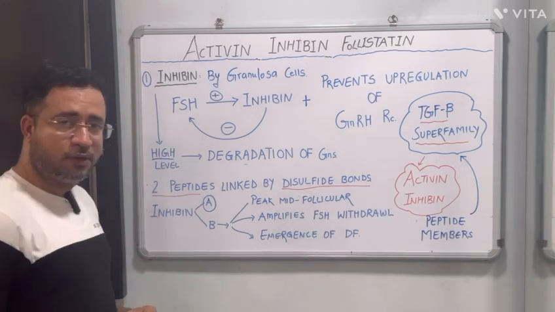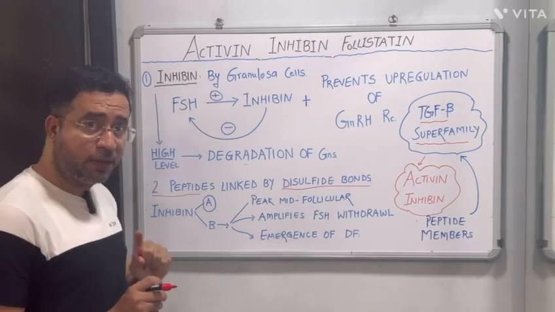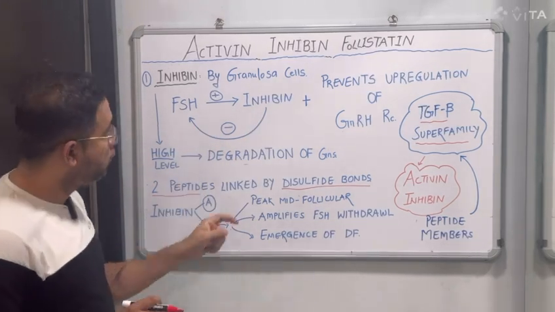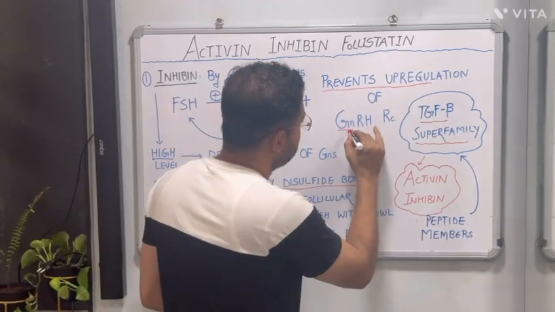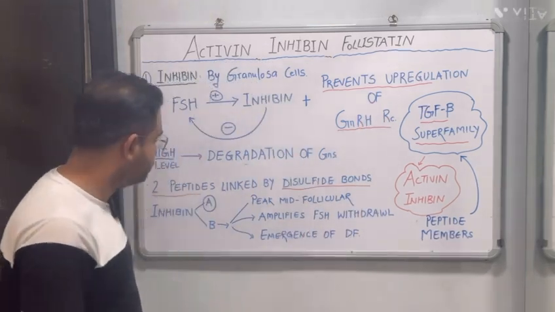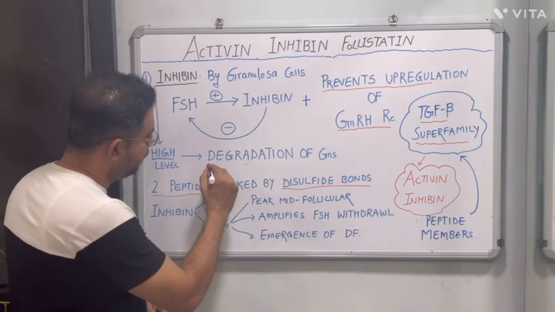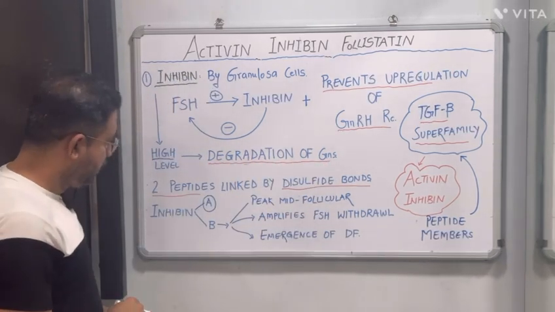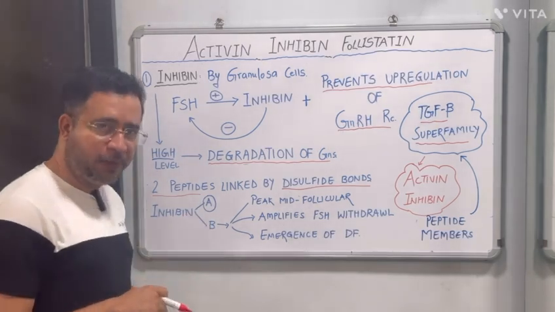How does it work? FSH stimulates the release of inhibin, but inhibin suppresses FSH. Also, it prevents the upregulation of GnRH receptors. In fact, at a high level of inhibin, it actually causes the degradation of the gonadotropins. There are two types of inhibin, inhibin A and inhibin B.